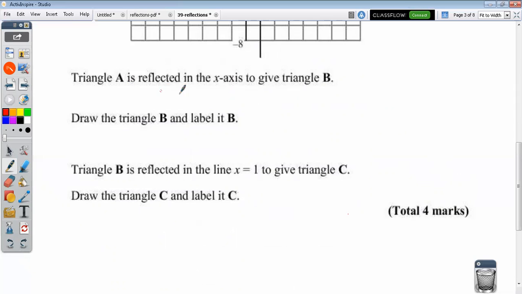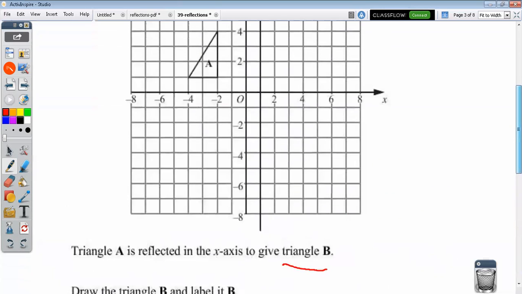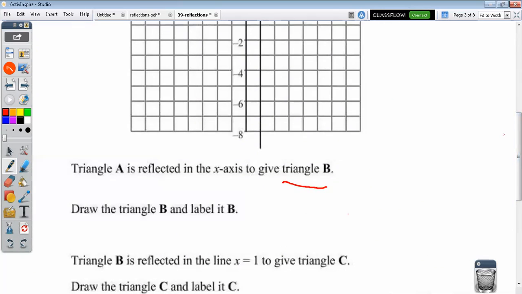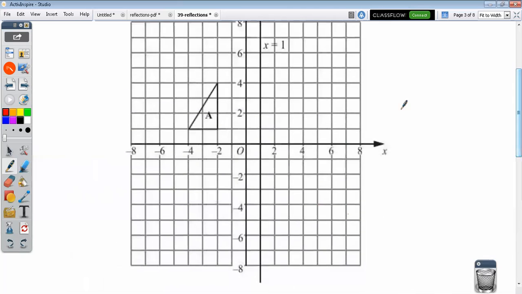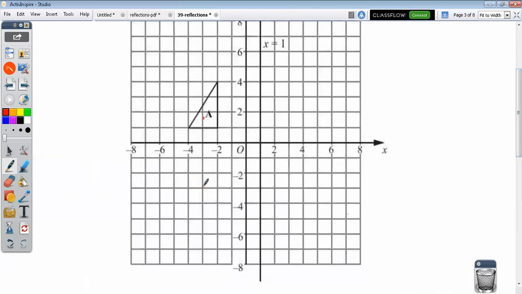Triangle A is reflected along the x-axis to give what? Triangle B. So let's do that along the x-axis. It comes this side, because this is your mirror line. Are we agreeing? 1, 1 there, 1, 1. Then this one, 4 comes in negative 4. We are agreeing now. So this is our B. Of course, you use a ruler.